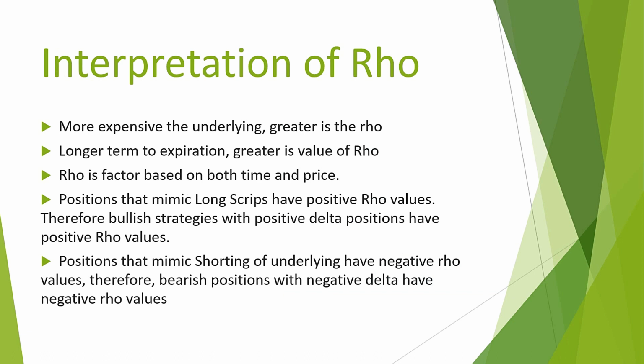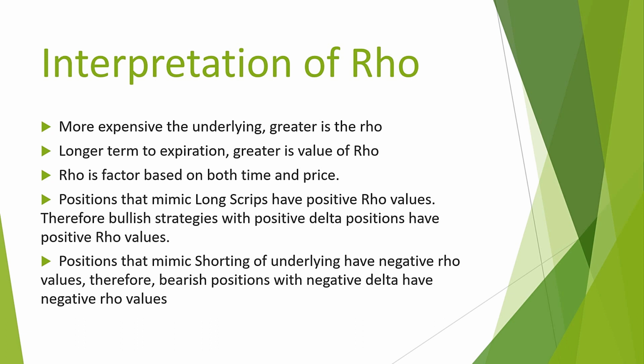Let us see interpretation of rho. When underlying is more expensive, rho is greater. More expensive the underlying, greater is the rho. What is rho? Rho is for rate of interest. So if underlying is costly, interest will be higher on costly things because money involved is more. That's why when underlying is more expensive, rho value is more.